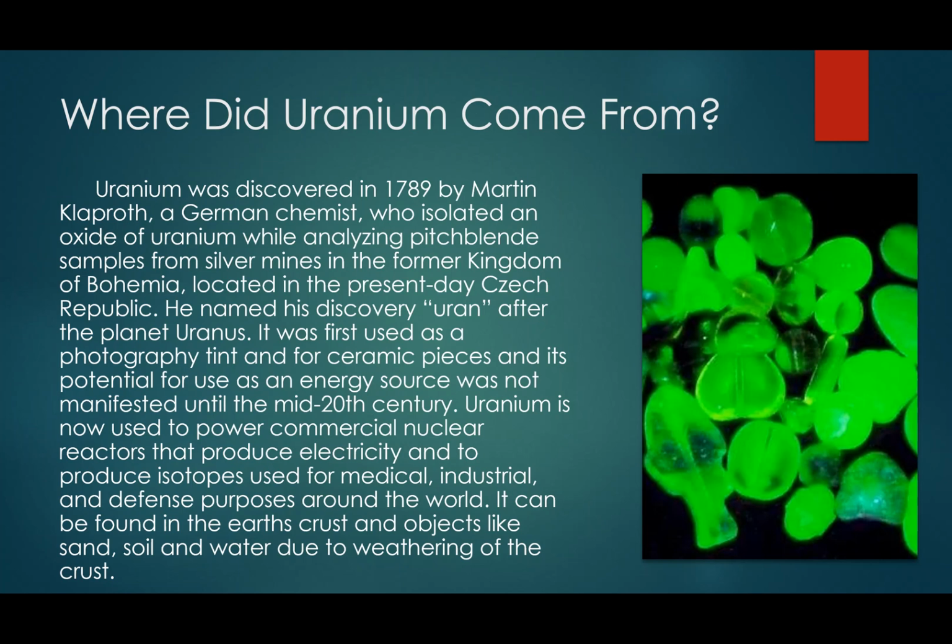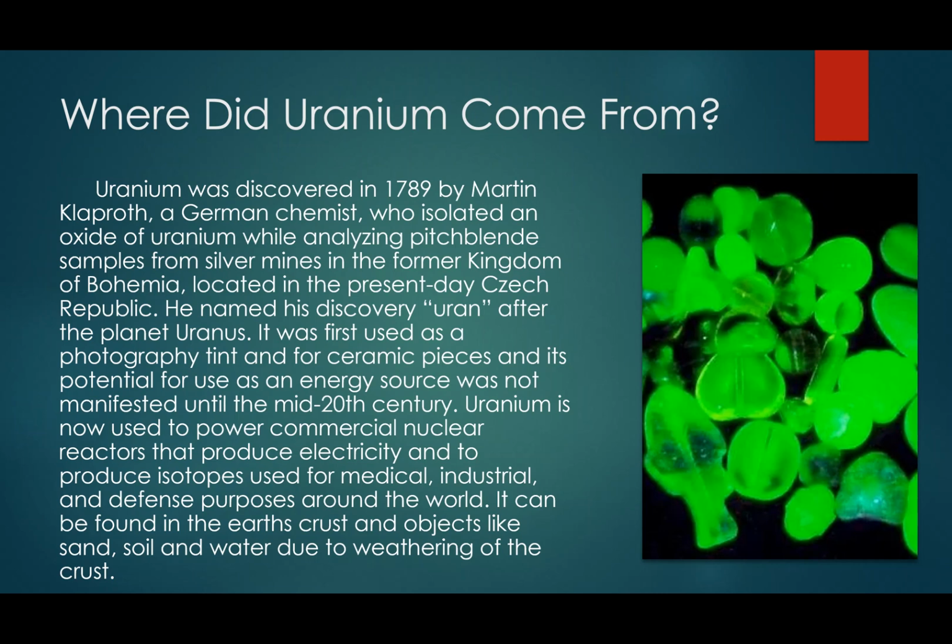Where did uranium come from? Uranium was discovered in 1789 by Martin Klaproth, a German chemist who isolated an oxide of uranium while analyzing pitchblende samples from silver mines in the former Kingdom of Bohemia, located in the present-day Czech Republic. He named his discovery Uran after the planet Uranus.